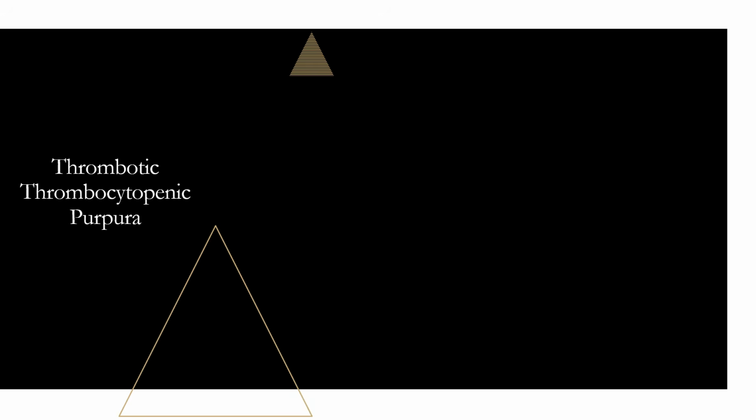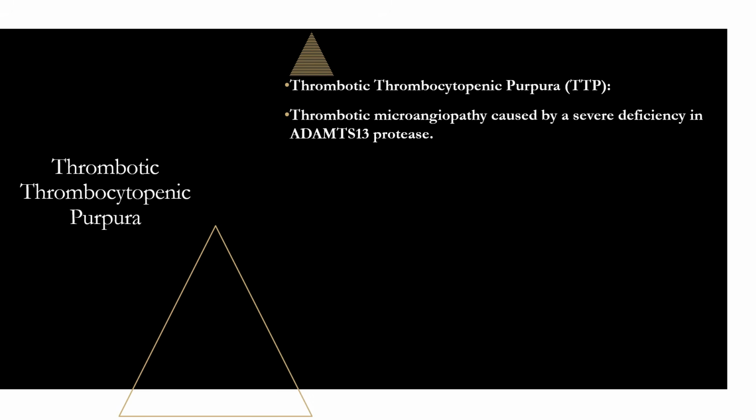Let's go ahead and get started with thrombocytopenia. So we'll start off with TTP, thrombotic thrombocytopenic purpura. This is caused by a deficiency in something known as ADAMTS13 protease. So it leads to thrombotic microangiopathy, because of a deficiency in something known as ADAMTS13, which I'll go over in a minute.